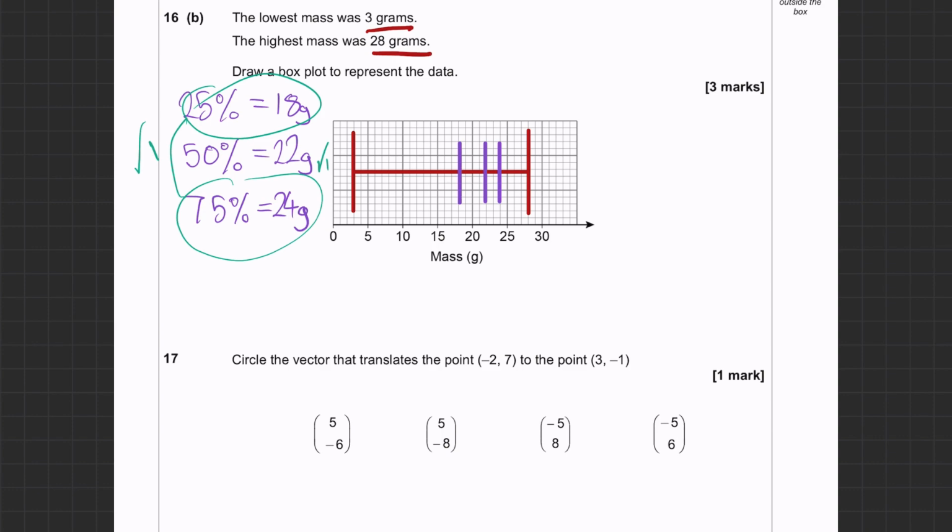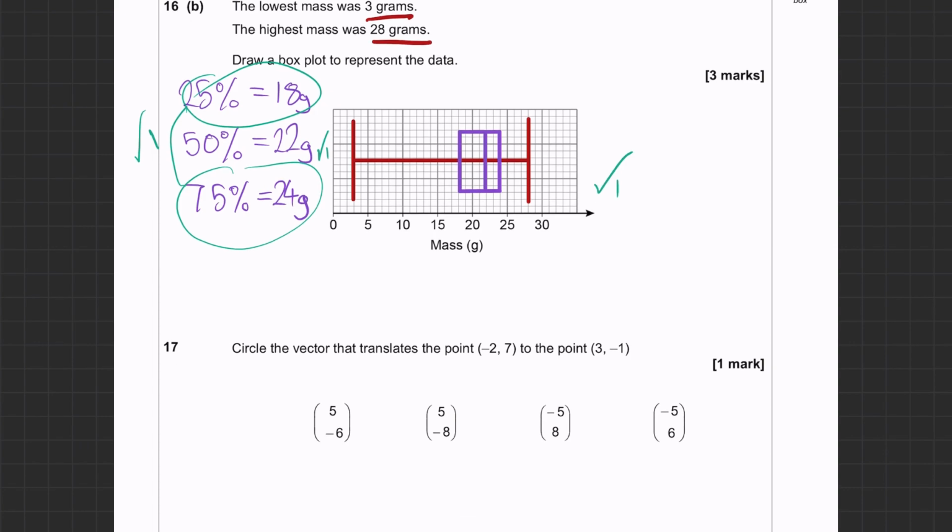So now we've got 3 lines. We want to make it into a box, so we can draw a straight line across the top and the bottom. And there we have it, our last mark, our box plot to represent the data. Remember not to draw in red or anything in the exam. Draw in pencil. I've just drawn it in colour, so it's easier for you to see.